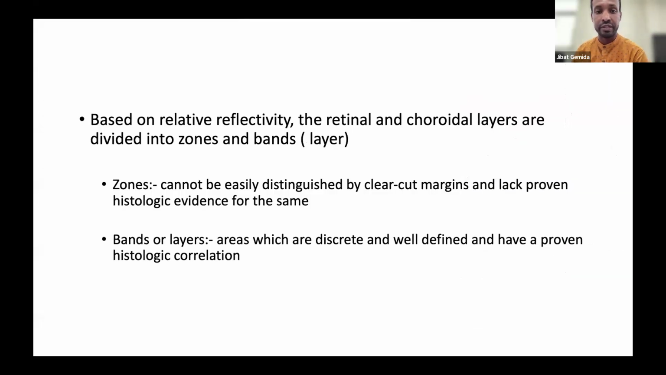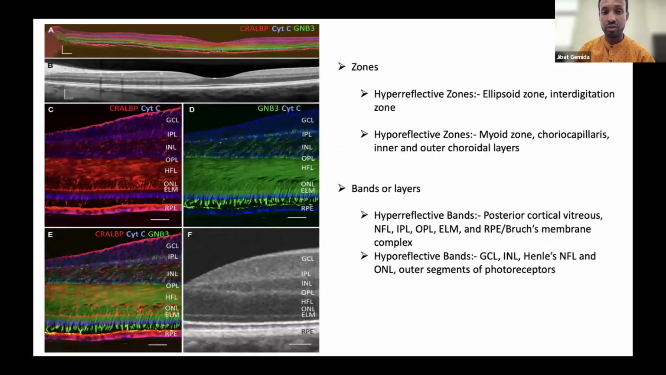So based on reflectivity, the retina and choroid layers are divided into zones and bands. Zones are those areas of retina that cannot be easily distinguished by a clear-cut margin and lack proven histological evidence, while bands are areas that are discrete and well-defined and have proven histological correlation. So zones can be further classified as hyperreflective zones and hyporeflective zones based on the nature of the reflectivity of the layers, and the bands or the layers are also classified as hyperreflective or hyporeflective layers.